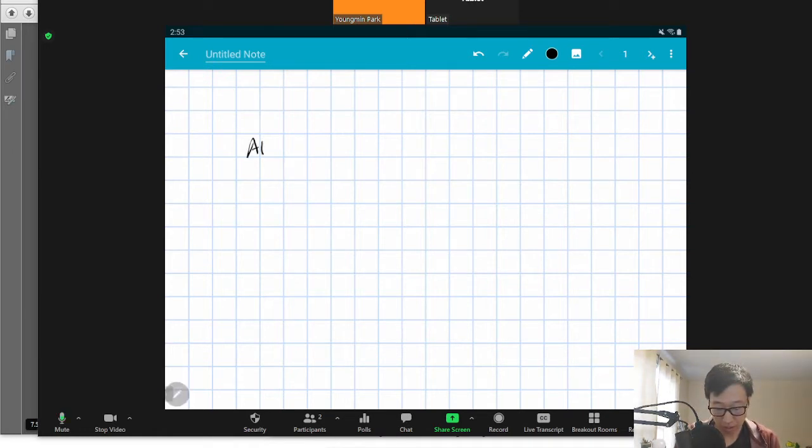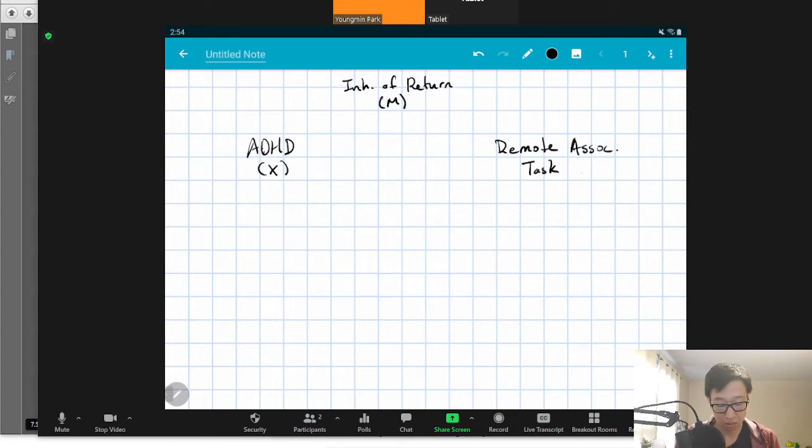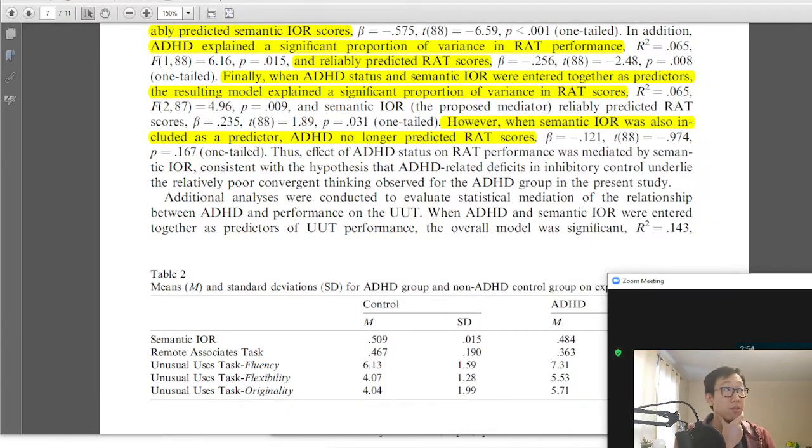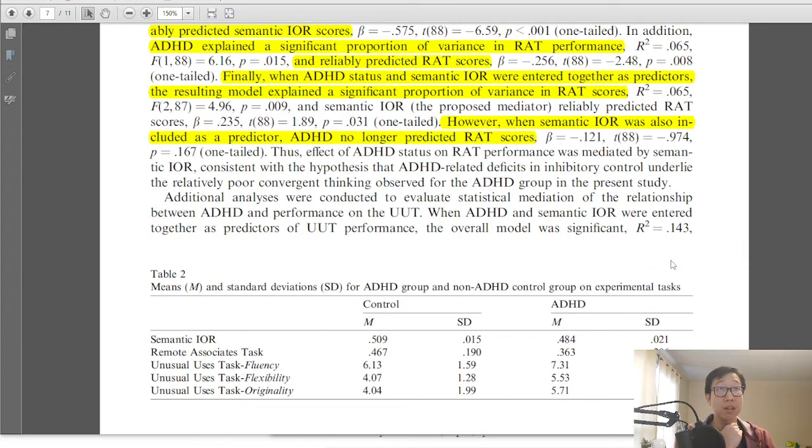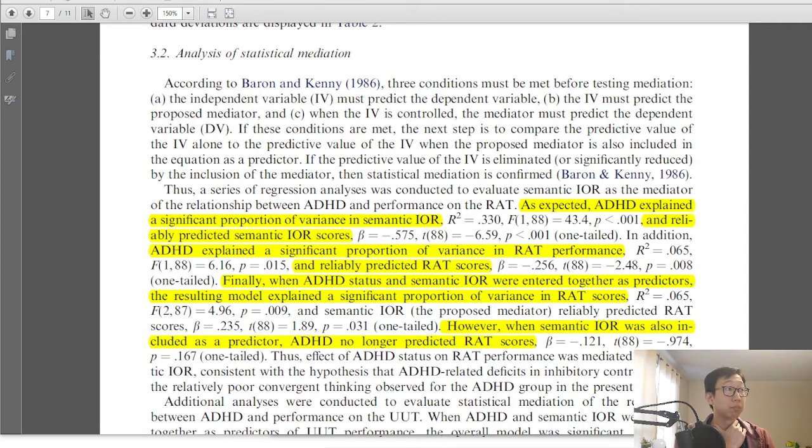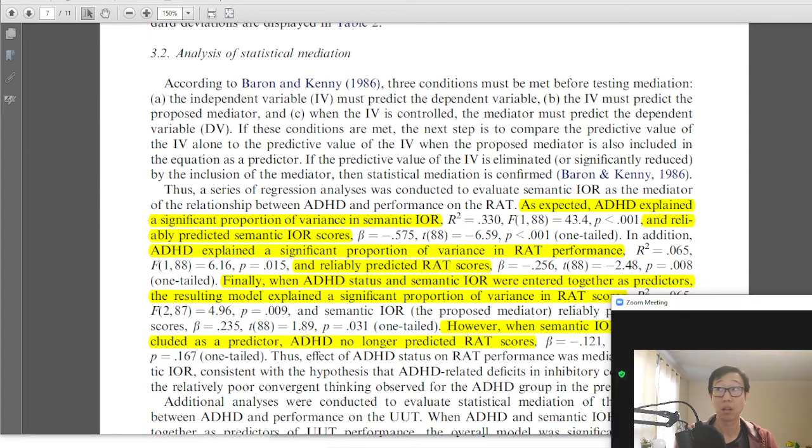We have ADHD as our independent variable. We have the inhibition of return, which is our proposed mediator. And we have the remote associates task, which is our dependent variable. And the authors go through exactly the procedure that we discussed last time. So let me get my video ready.